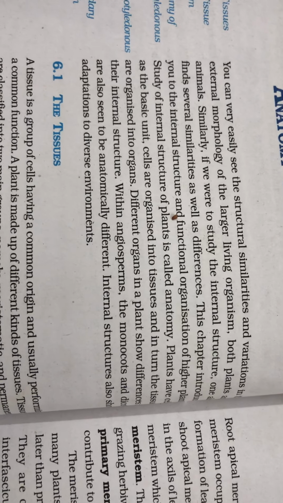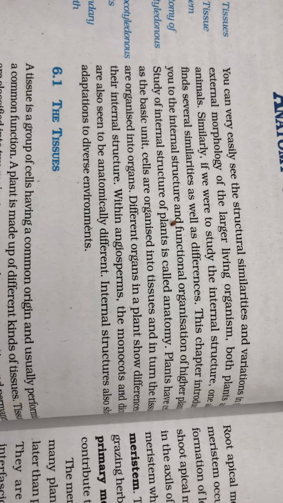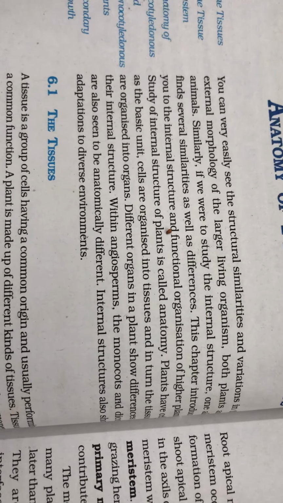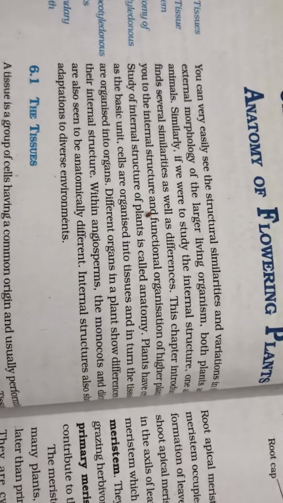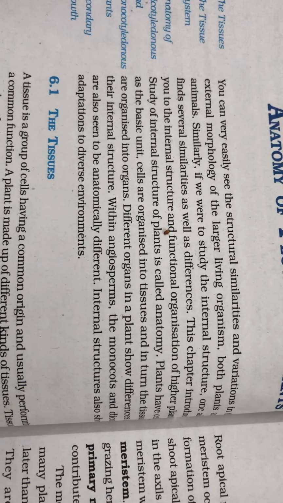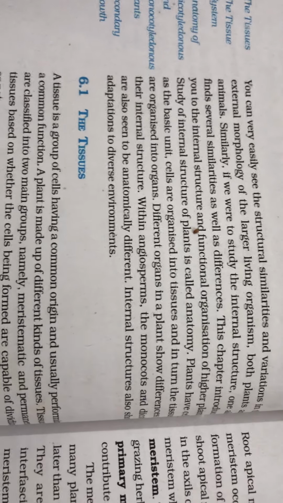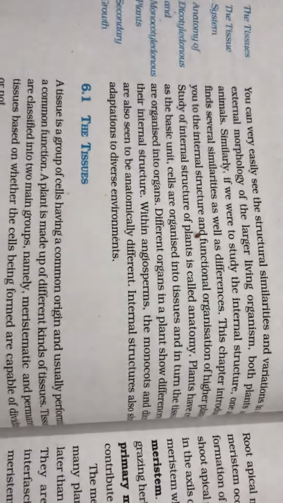So within the angiosperm, different organs in a plant show differences in their internal structure. So different organs possess different internal structure. Remember this. Within our angiosperms, the monocot and dicot are also seen to be anatomically different. Internal structure also shows adaptations to the diverse environment. So as the environment changes, their internal structure also might change.